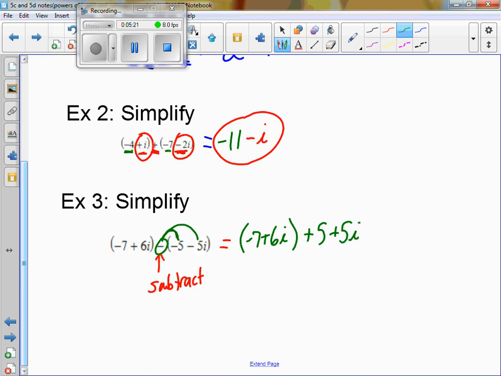And now I would simplify this. You can put it in parentheses if you like. It does not matter. Negative 7 plus 5 is negative 2, and 6i plus 5i is 11i.